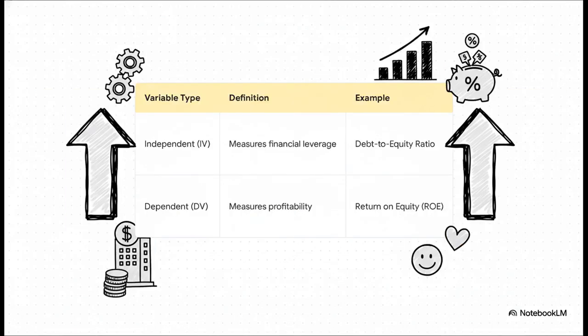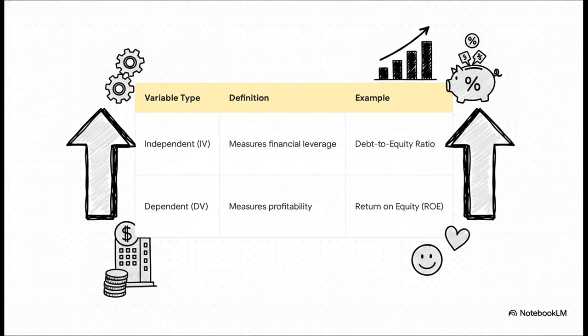Let's map this directly onto our finance question. In how does financial leverage affect profitability? Our independent variable, the cause, is financial leverage. And we can measure that using a common metric like the debt-to-equity ratio. The dependent variable, the effect, is profitability, and we can measure that with something like return on equity, or ROE.